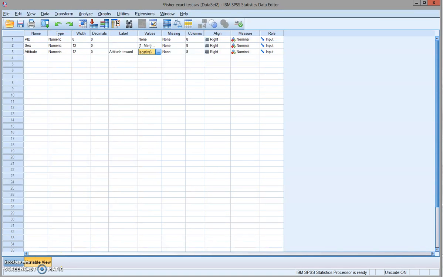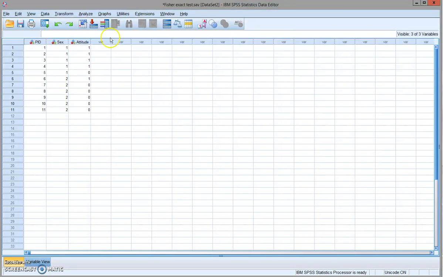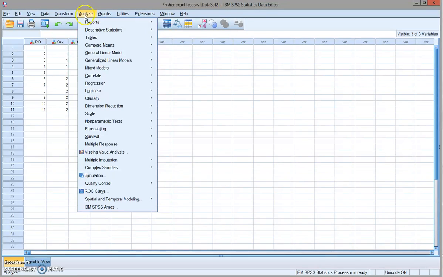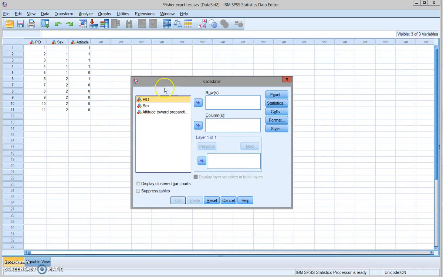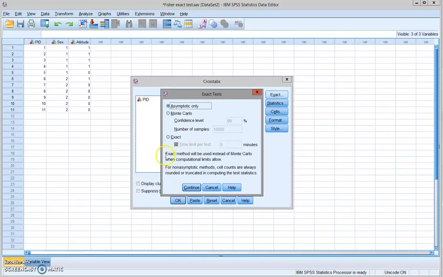Okay, go back to the data view, and we are going to come to this place called Analyze, Descriptive Statistics, Crosstabs, and you can use sex to define columns as shown in the textbook, and the attitude to define the rows. And this is the place you're going to request the Fisher exact test.